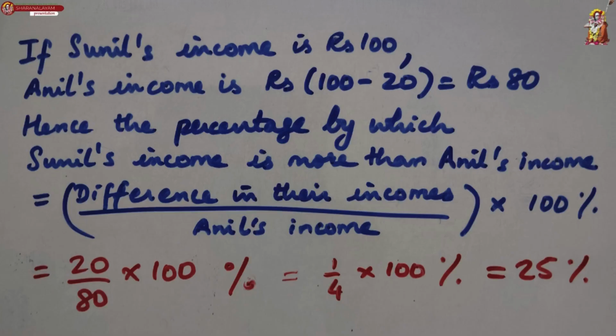Now, method 2. In method 2, we take the percentage and solve. So, percentage means per 100. So, if Sunil's income is rupees 100, Anil's income will be rupees 100 minus 20 because it is 20% less. So, Anil's income will be rupees 100 minus 20, which is equal to rupees 80. Hence, the percentage by which Sunil's income is more than Anil's income will be the difference in their incomes divided by Anil's income, that fraction into 100%. That is 20 upon 80 into 100%, which is 25%.